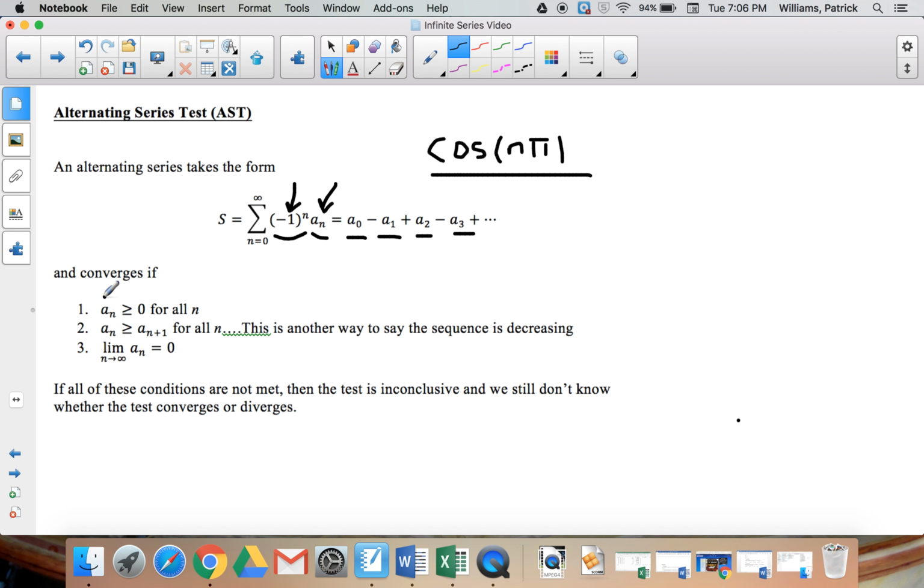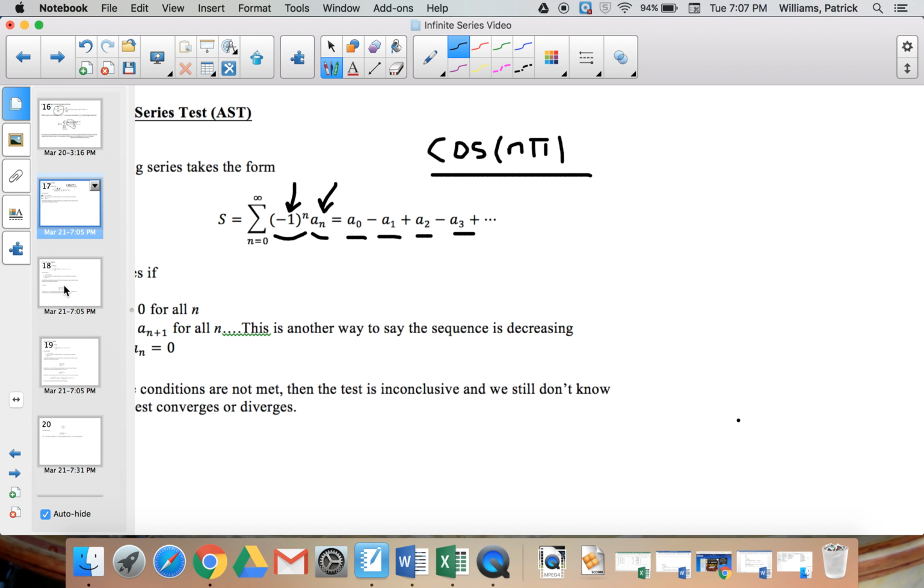So basically, if we identify that sequence a sub n, we first want to check, is that sequence always positive? The next thing we want to do is say, okay, is that sequence decreasing? Meaning, is each subsequent entry in the sequence lower than the one before that? And then finally, we want to see, okay, does the limit of that sequence as we go to infinity equal 0? And if all these conditions are met, we say the series is convergent. If one or more of them is not met, then we actually can't say whether the series converges or diverges. It turns out in that case, the alternating series test is inconclusive, and we actually have to do a little bit more work. So let's look at an example.